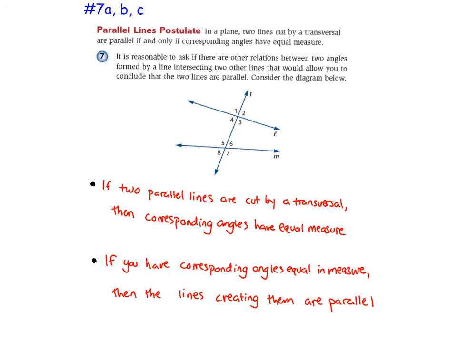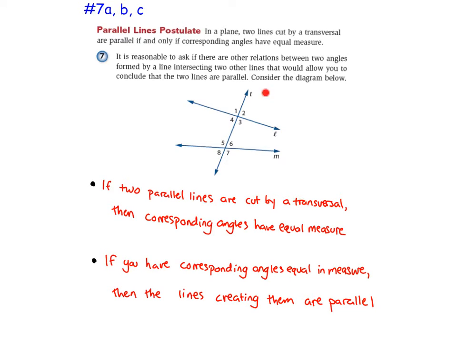So yesterday we said this again: if two parallel lines are cut by a transversal, then corresponding angles have equal measure. And we also proved that alternate interior and alternate exterior angles have equal measure as well. Today we're going to look at this second bullet point here. We're going to see if you have corresponding angles that are equal in measure, then we're going to try and prove that lines are parallel. So you've got to flip your thinking.